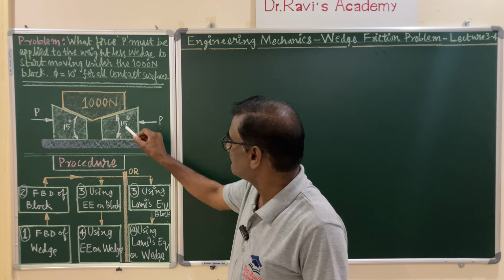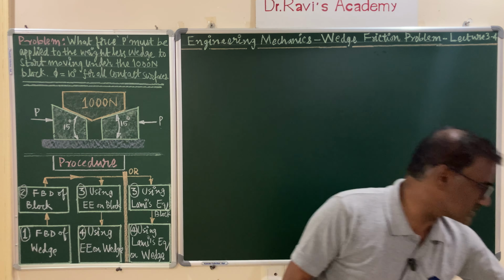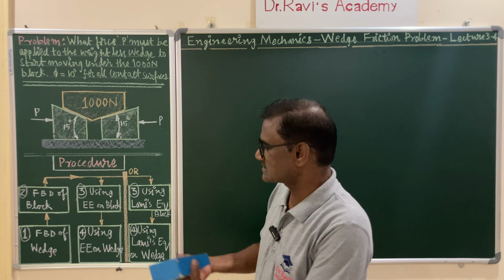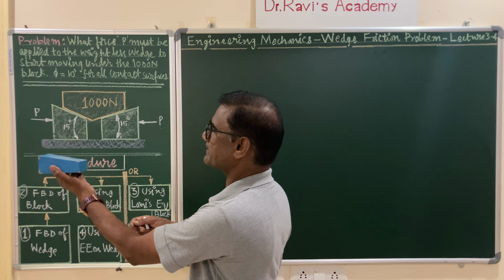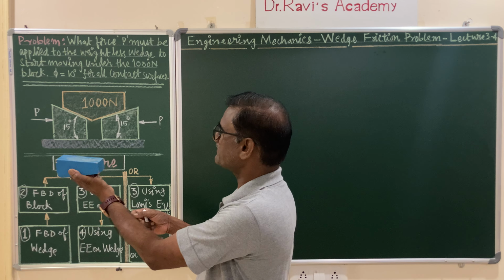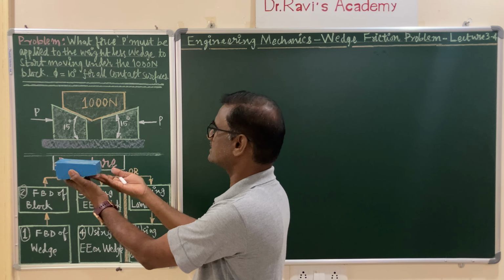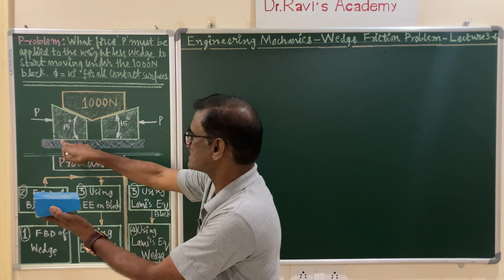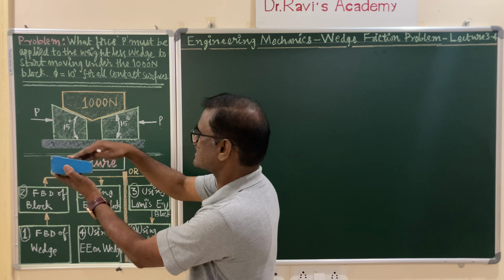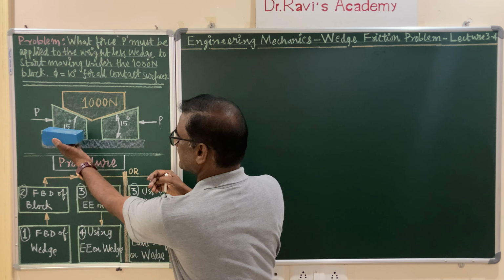Let us look at this problem. Observe carefully. You have a wedge. First, let us understand what a wedge is. A wedge is a small piece of material. One surface is inclined with respect to the other surface. At the bottom, you see that it is horizontal, and the top surface is inclined. So it exactly matches with this.